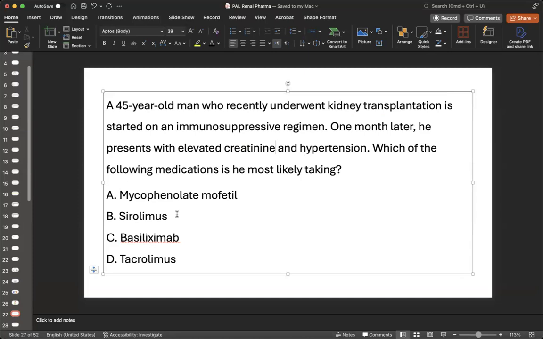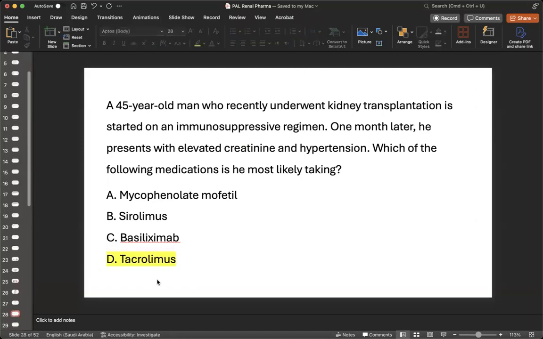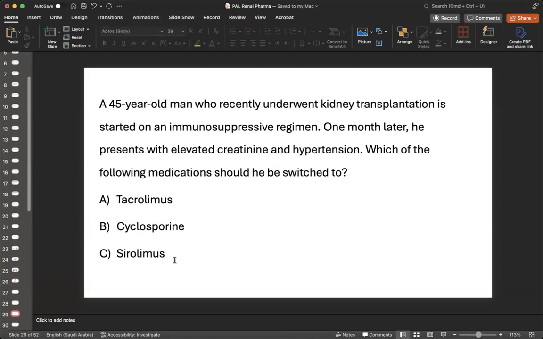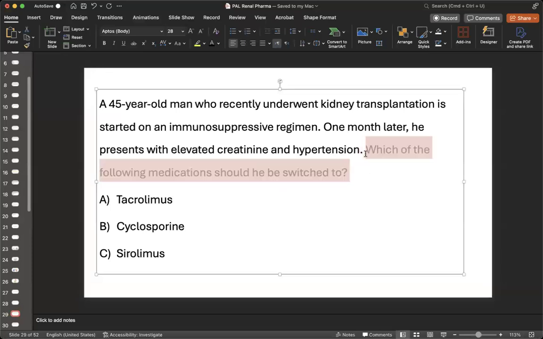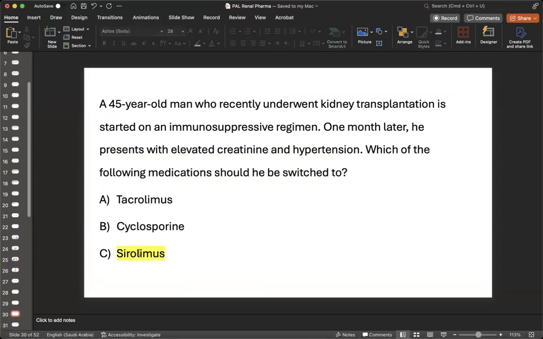Okay, so which one of these can cause chronic kidney disease? I hope you remember that tacrolimus is nephrotoxic. Tacrolimus and cyclosporin. So this is the same scenario, but it says which of the following medications should he be switched to? You want to switch this guy to something that's non-nephrotoxic, which, I hope you remember, the answer is sirolimus.